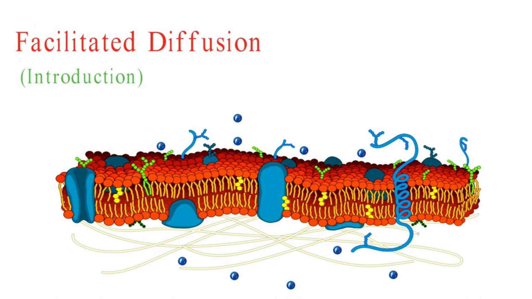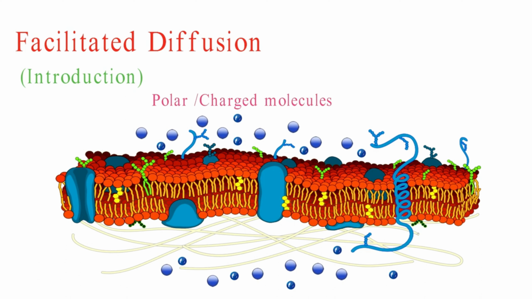Facilitated diffusion is a passive transport process that allows certain molecules, particularly polar or charged ones, to cross the cell membrane with the help of specific transport proteins. Unlike simple diffusion, facilitated diffusion requires the presence of these proteins, as the molecules being transported cannot easily pass through the lipid bilayer due to their size, charge, or hydrophilic nature.